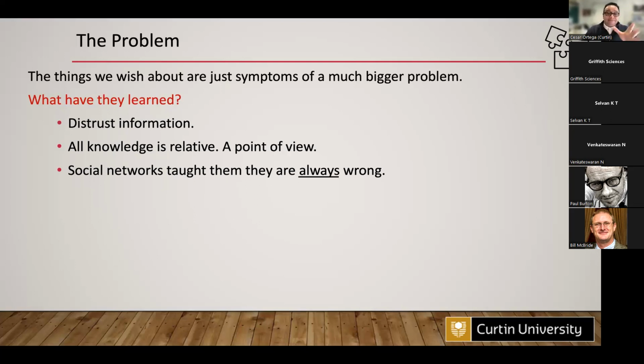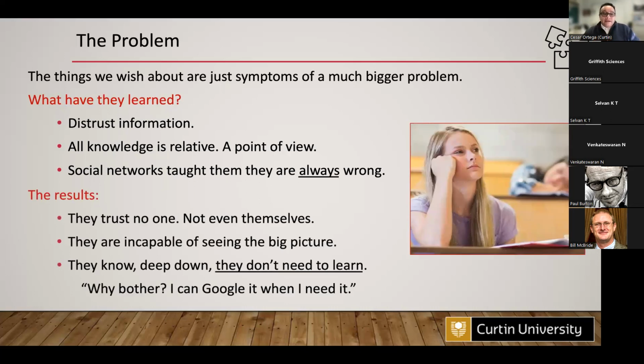So what happens with this? Well, they trust no one, not even themselves, and that's really critical. And hence, to me, that's how I explain those blank expressions when you're asking a question in class. I'm pretty sure they know something, I'm pretty sure they have something to say, but they don't trust even themselves, what they know. They are incapable of seeing the big picture.